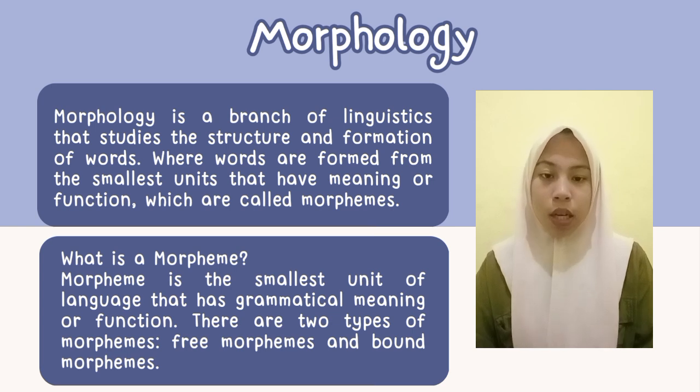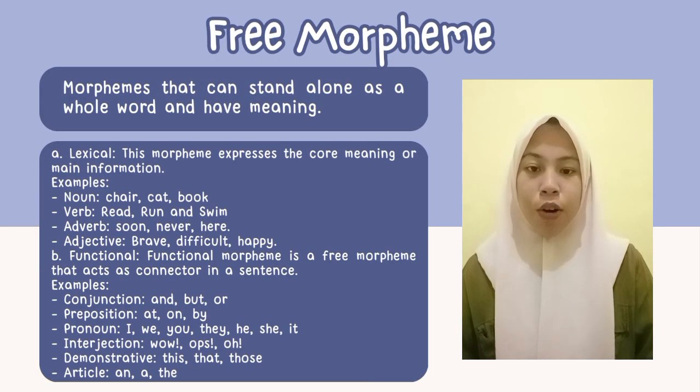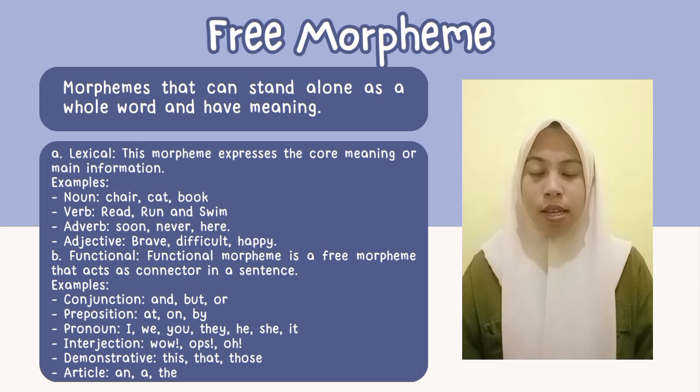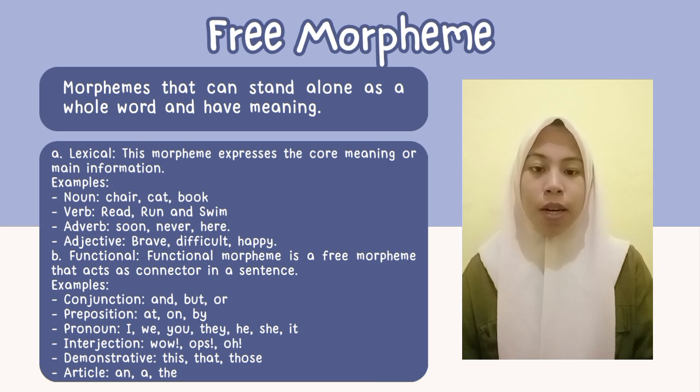And there are two types of morphemes, namely free morpheme and bound morpheme. Free morpheme. A free morpheme is a morpheme that can stand alone as a whole word and has meaning. And there are two types of free morpheme, namely, first, lexical. Lexical morphemes express the core meaning or main information. Examples: chair, read, soon, and happy.